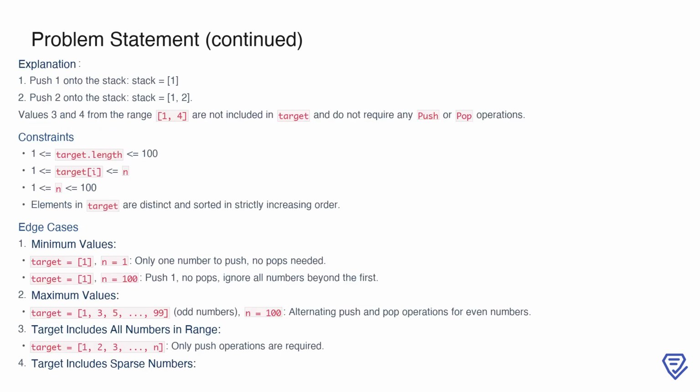In the third example, the target array is 1, 2, and n is 4. We push 1 onto the stack, then 2, which gives us a stack of 1, 2. The values 3 and 4 are not part of the target array, so we do not push them onto the stack or perform any additional operations. The sequence of operations for this case is simply push, push. This shows that when the target array contains fewer numbers than the range, 1 to n, we can ignore the extra values as long as we maintain the correct order in the stack.